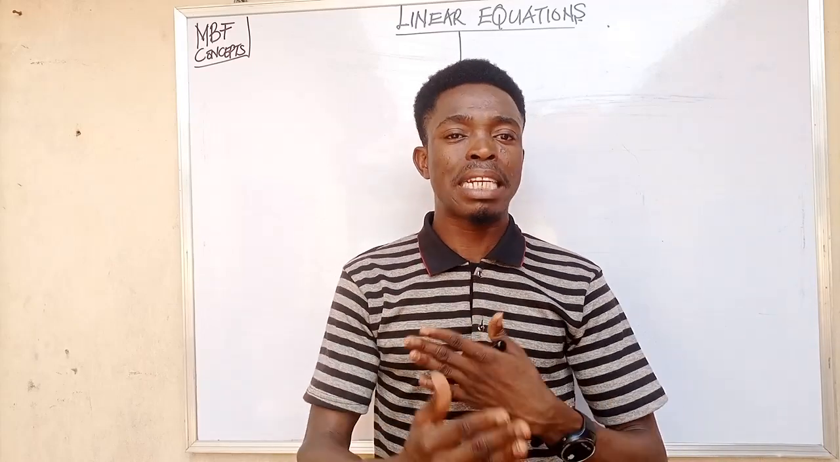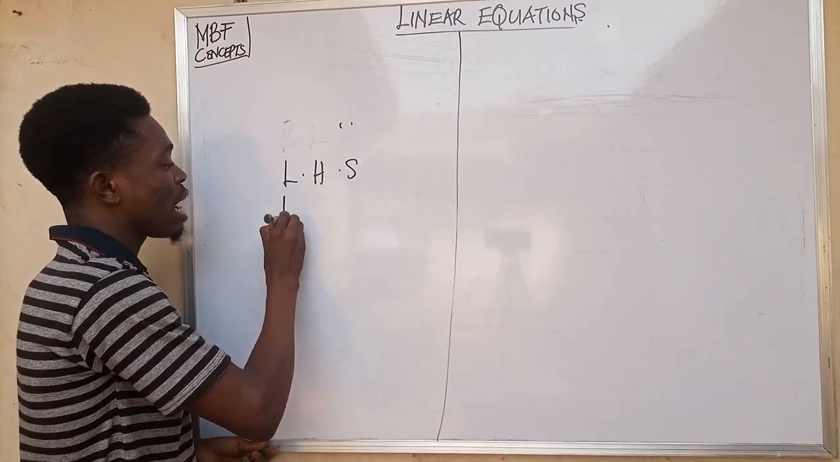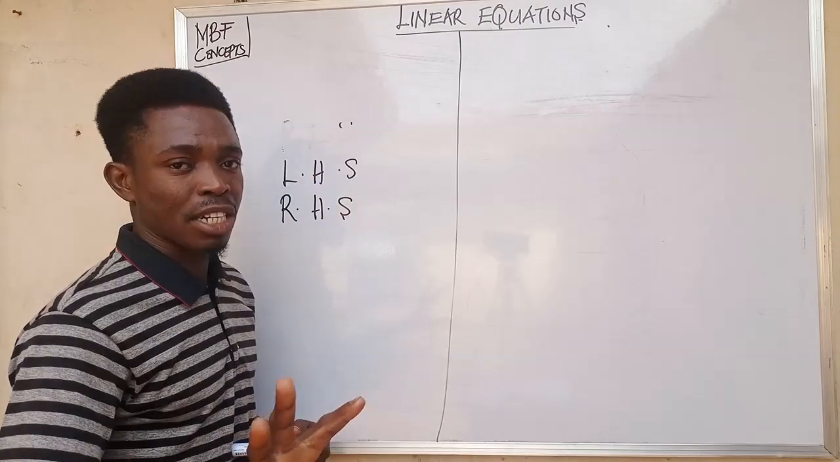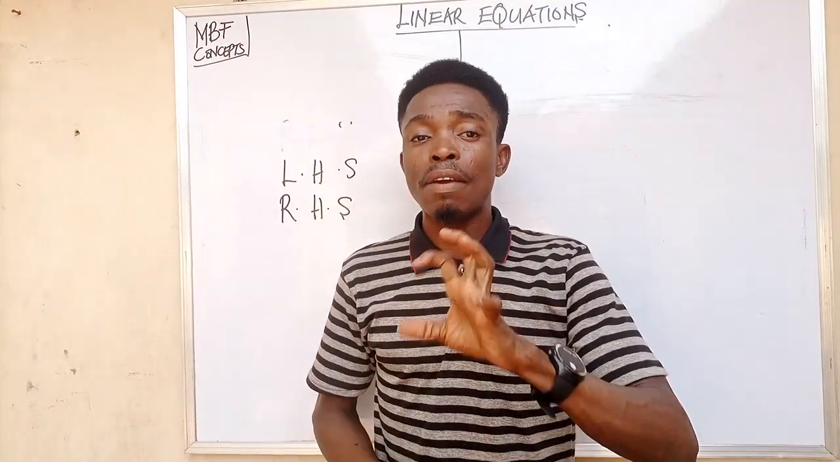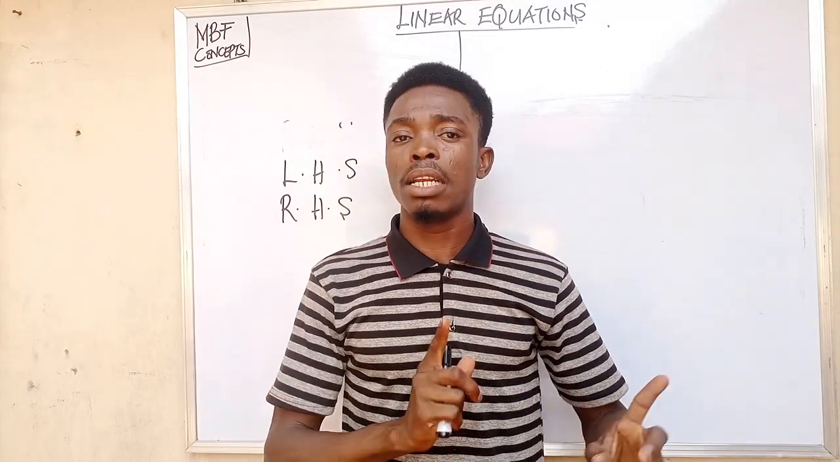Yes. So in mathematics or in equation, we have what we call the left-hand side and we have what we call the right-hand side. So these are the two expressions that were defined in the definition of an equation. Now, guys, what therefore is linear equation?